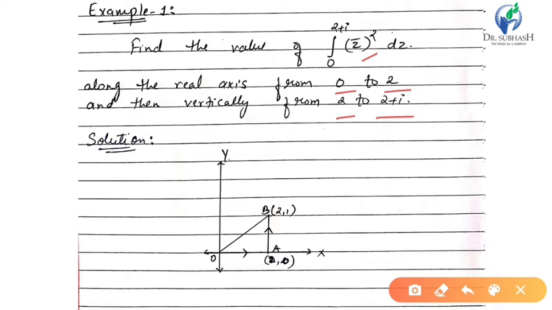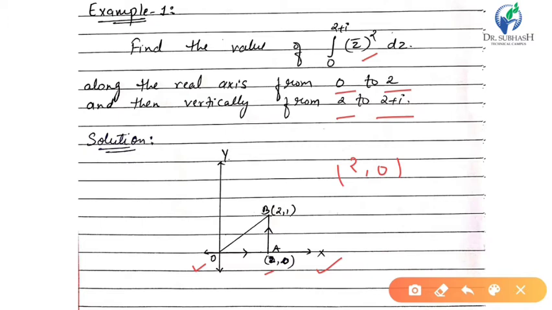So first it is given that along the real axis, means x-axis, starting from 0 to 2. So this is our first path OA. Then it is saying vertically from 2 to 2 plus i, that is, it is going in the vertical way from 2 to 2 plus i. See, 2 means the point (2, 0), okay, and 2 plus i means the point (2, 1). So AB is our next path. So according to this path OA and AB, we need to find the value of the given integral.